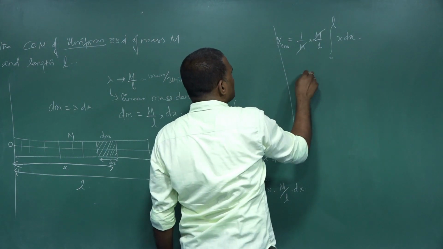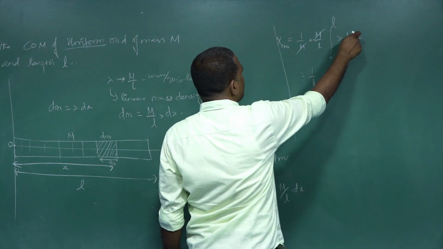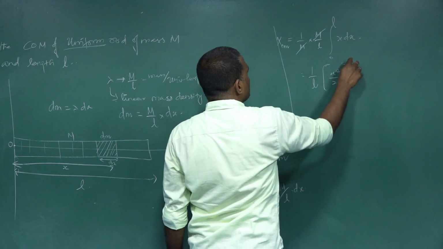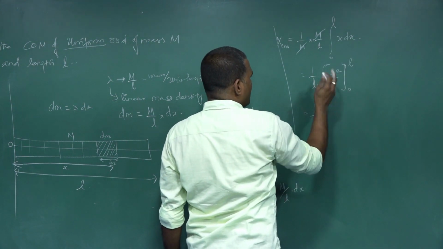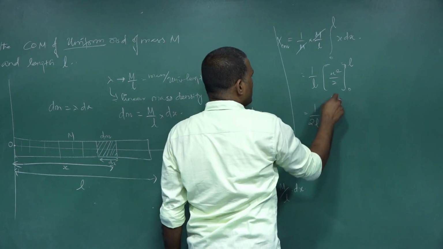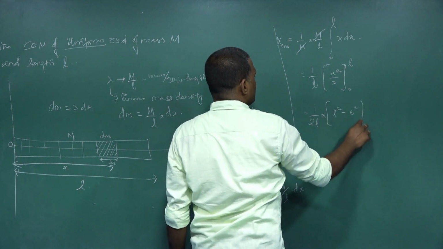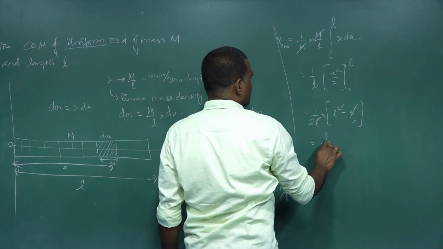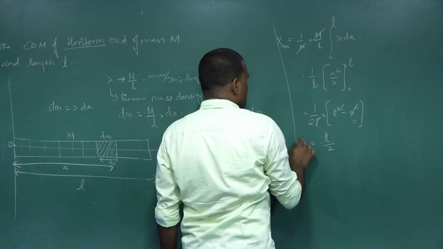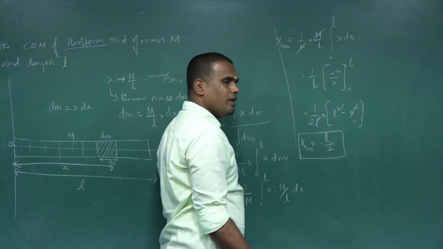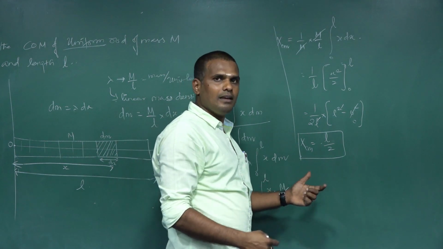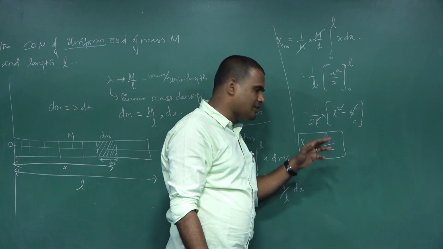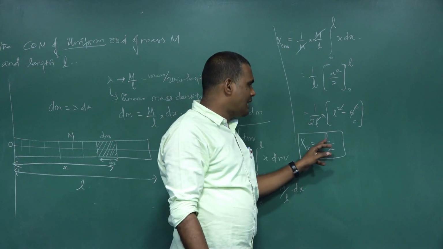This M gets cancelled out, so you will have 1 by L. Integral of x dx is x square by 2, between the limits 0 to L. Substitute the upper limit and lower limit, and 2 can be taken out. So you will have L square minus 0 square. This is 0, so L square, L gets cancelled out. We'll have simply L divided by 2. So the position of center of mass of a uniform rod of length L lies exactly at the center of the rod, at the middle of the rod. x is equal to L divided by 2.